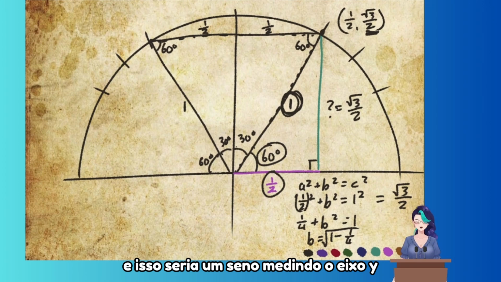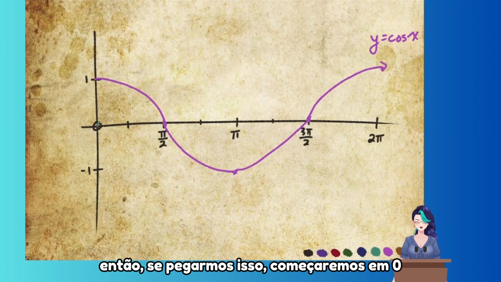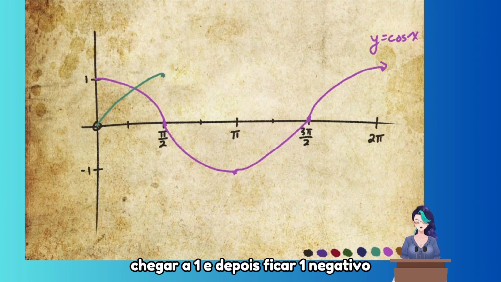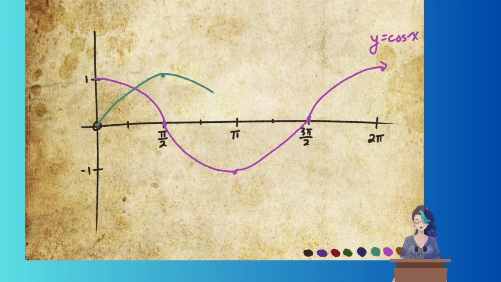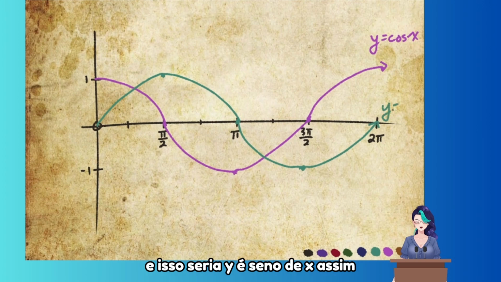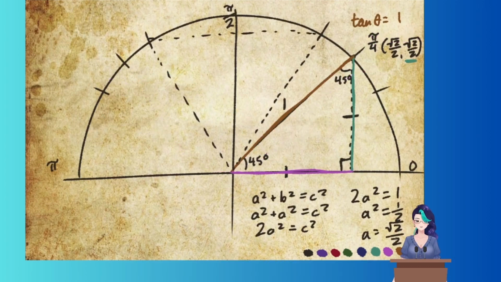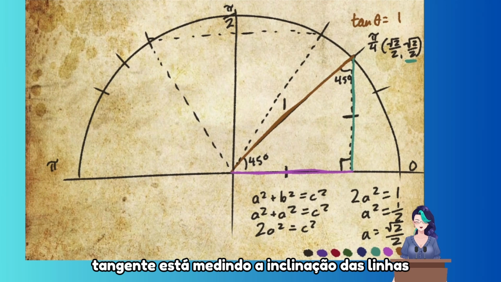Sine is measuring the y-axis. So if we graph that out, we would start at 0, get to 1, then turn negative. And we would have a graph like this, and this would be y is sine x. And lastly, looking at tangent. Tangent is measuring the slope of the lines now.